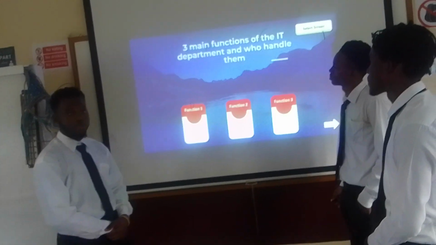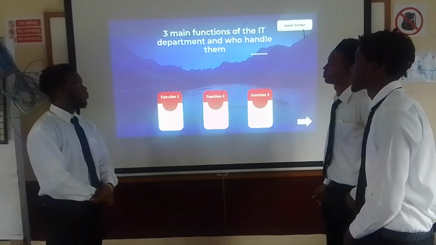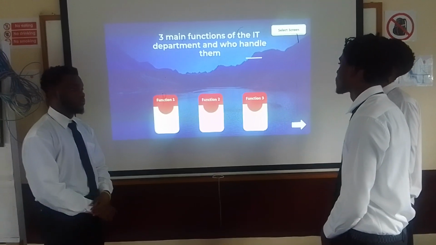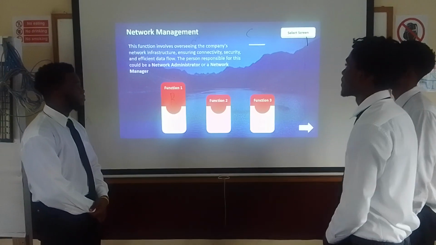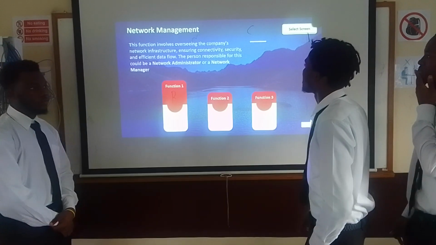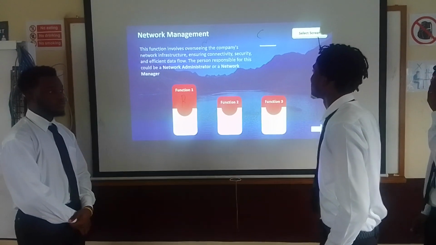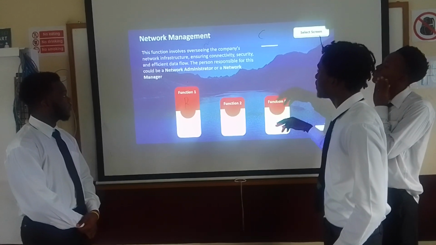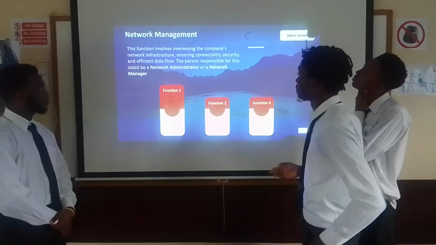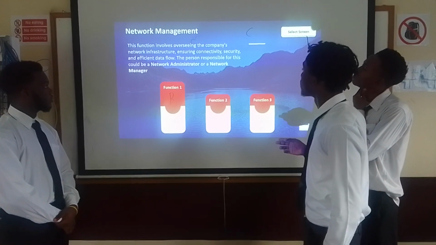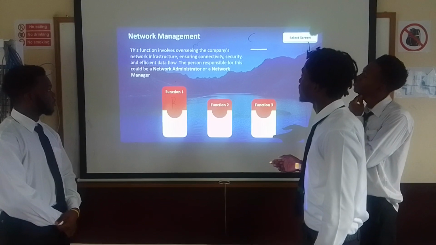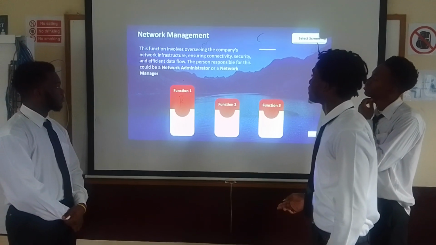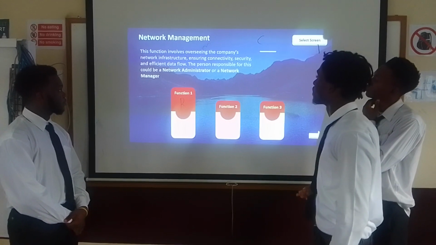Right, go on to scenario 2. Scenario 2, first of all, three main functions of the IT department. Network management. This function involves overseeing the company's network infrastructure, ensuring connectivity, security, and efficient data flow. The person responsible for this would be the network administrator or network manager.